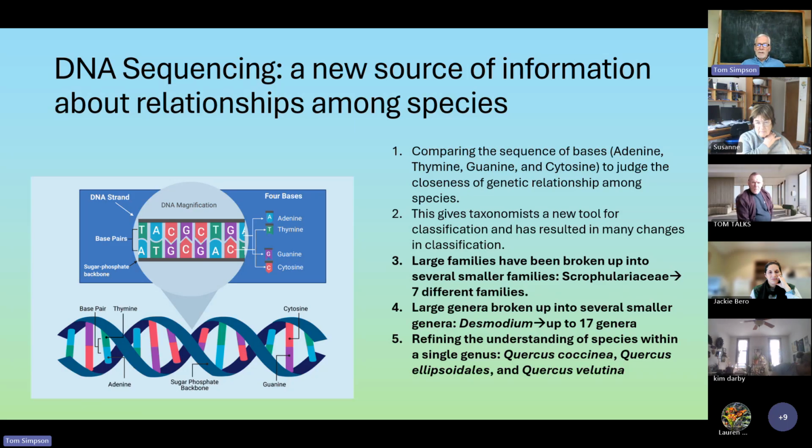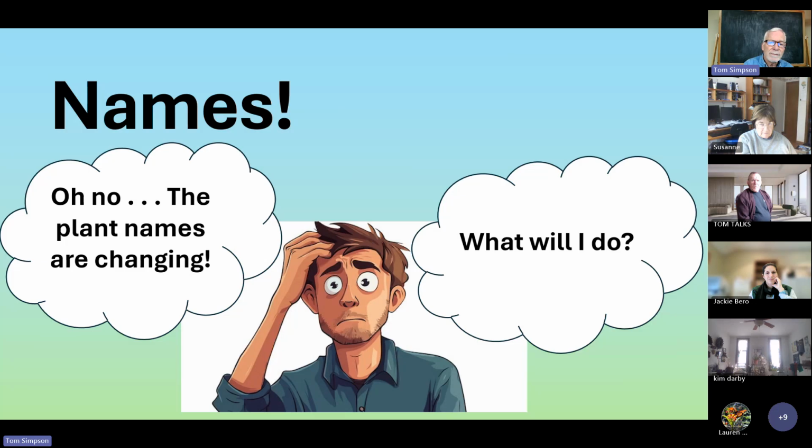With other things like oaks, molecular biology has given us a new way of looking at some problems, like the relationships between scarlet oak, Quercus coccinea, Hills oak, Quercus ellipsoideus, and black oak, Quercus velutina. It's still a complicated, messy group, but we've got more information on how to think about those three different species based on new information from molecular biology.